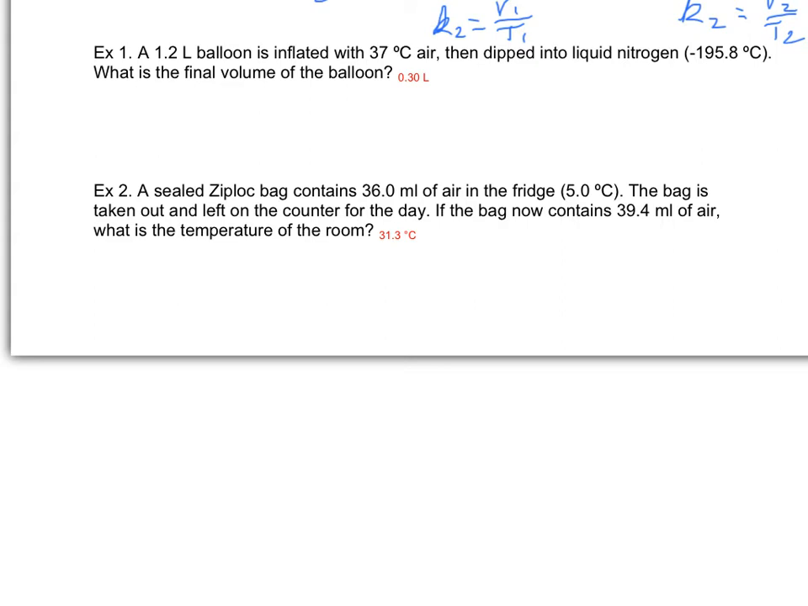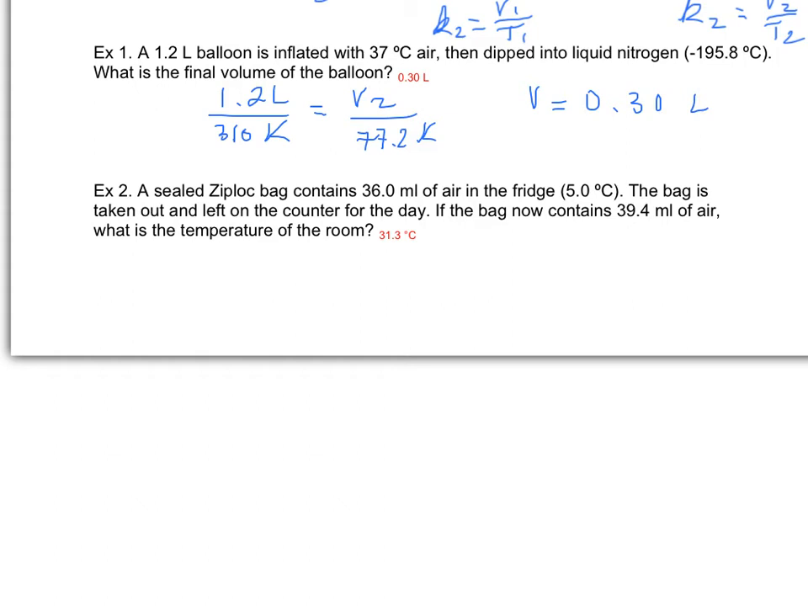Let's sub in what I know. The initial volume is 1.2 liters, and 37 degrees Celsius converted into Kelvin works out to be 310. I want to know what the final volume of the balloon is at minus 195.8 degrees Celsius. That's 77.2 Kelvin. If I rearrange for V2, this gives me 0.30 liters.